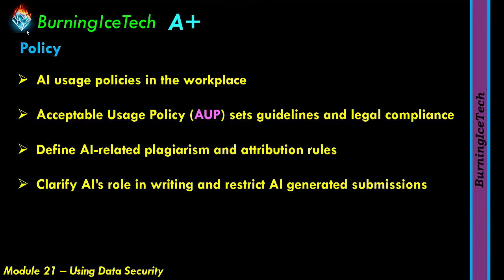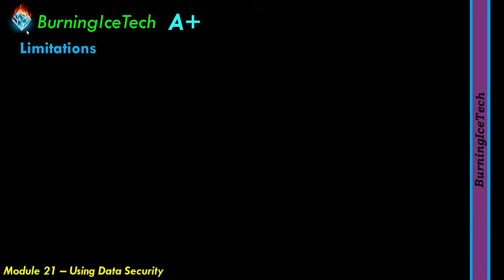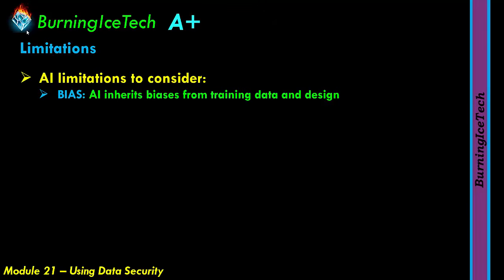Now, in terms of limitations, yes, that's right, folks, AI has limitations. I bet you guys didn't know that. So AI's limitations that you need to consider are things like bias. Unfortunately, guys, AI inherits its biases from training data and design. So if the user that's using it is biased, then, well, guess what? AI is going to inherit that. So depending on the way you type, the way you talk, what you say to it and what information you give to it, it's going to inherit that.